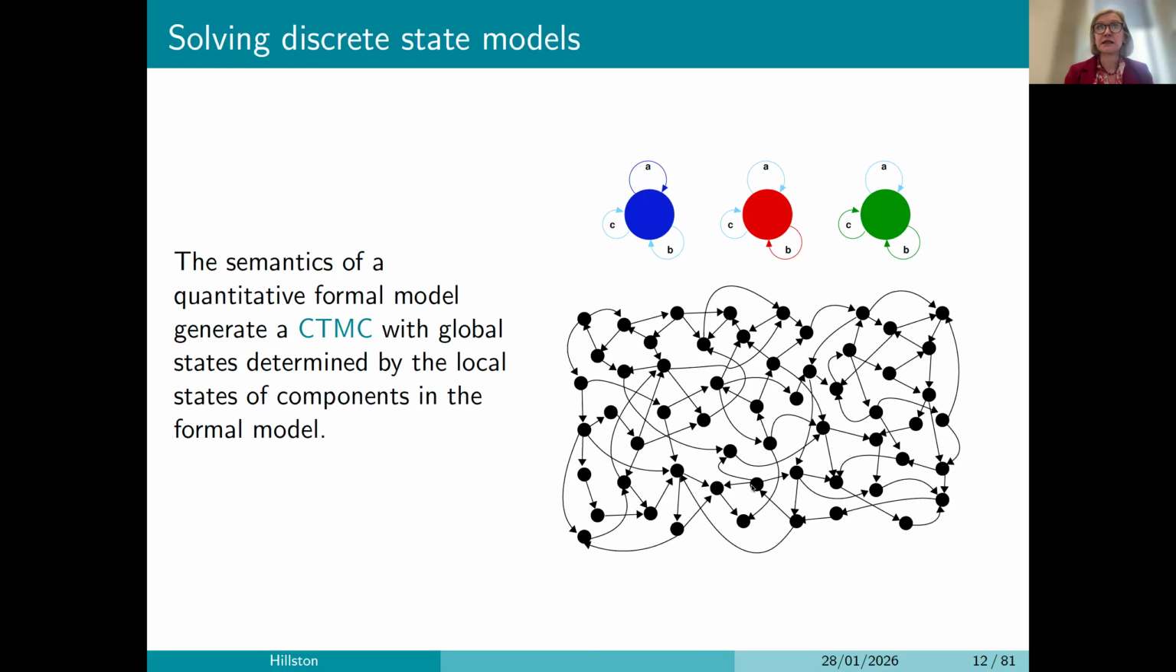So depending on these models, what we do is we use the semantics, as I said, to derive a formal model, usually in terms of a CTMC. And the global states will be a configuration of local states in the different components. So we use this compositionality to help us build really large models, focusing on the individual parts that build up the system.